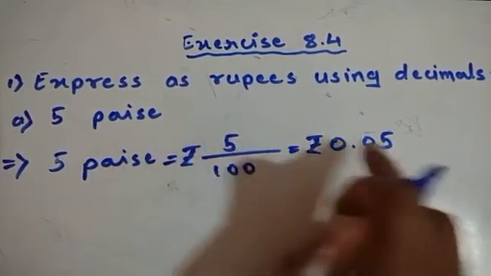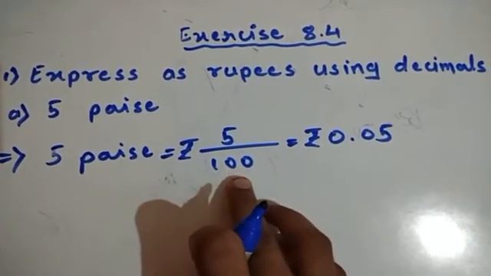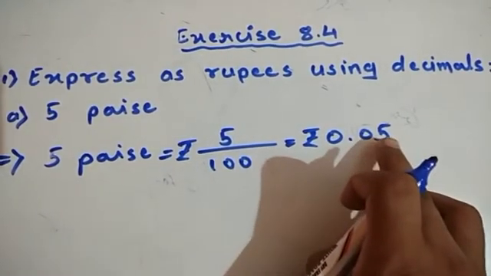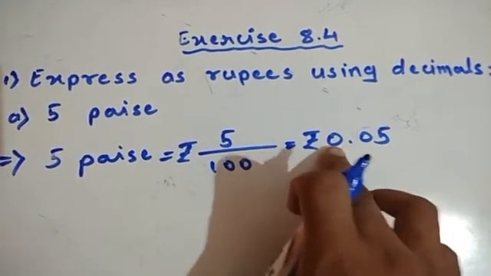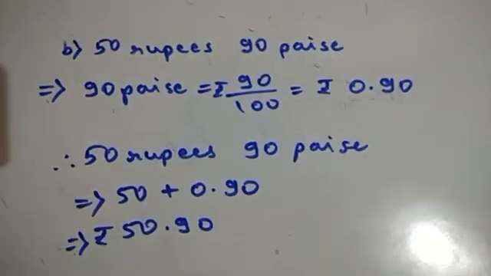Write the numerator as it is, 5 first. And then in the denominator we have 2 zeros, so before 2 digits put the decimal point. 1, 2, decimal point, and then here 0. Then rupees 0.05. See one more example here.